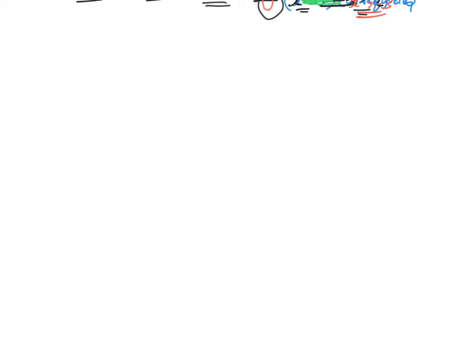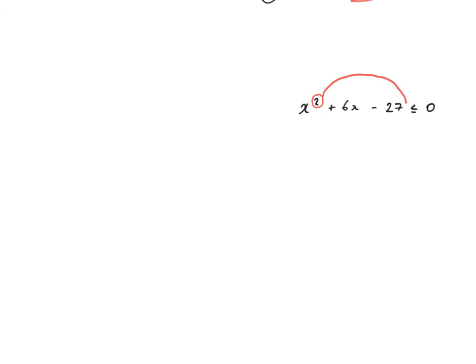Okay, example 5. x squared plus 6x minus 27 is less than or equal to 0. Okay, first of all, it's a quadratic inequality, so I'm going to need to make a sketch. I'm going to find the roots. It's a positive x squared, it's concave down. Let's make the thing equal to 0. x squared plus 6x minus 27 is equal to 0.